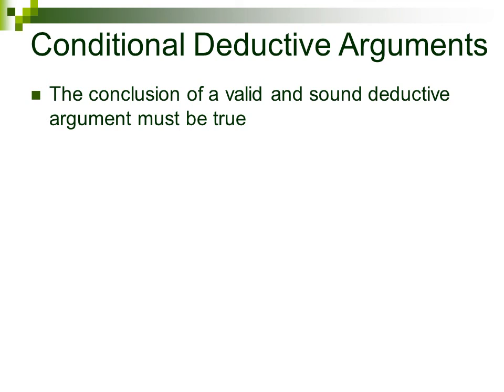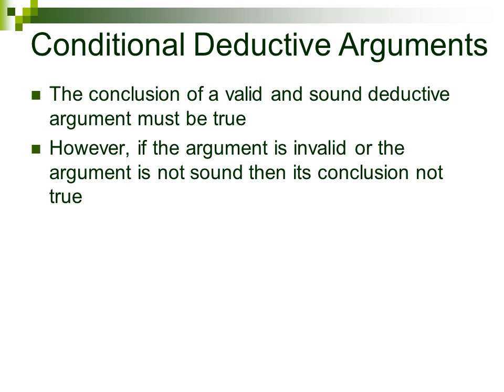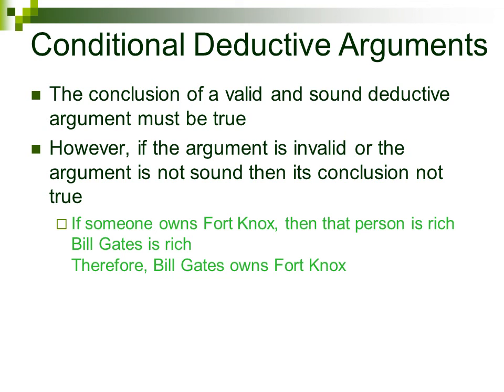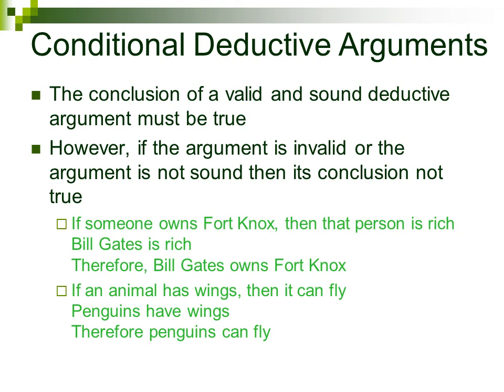This is why deductive reasoning is so useful, because if the argument is both valid and sound, then its conclusion must be true. Second key point, though, is that if the argument is invalid or the argument is not sound, then its conclusion is not true. Going back to our previous examples, we saw that if an argument is not valid or if an argument is not sound, then its conclusion isn't true.